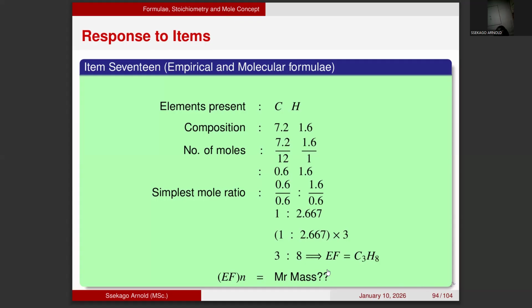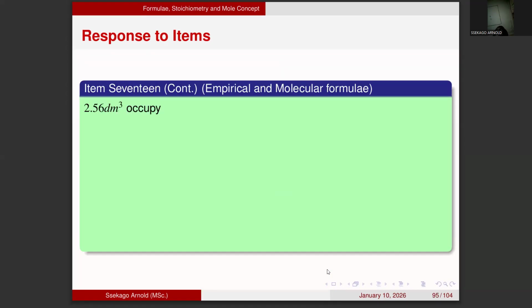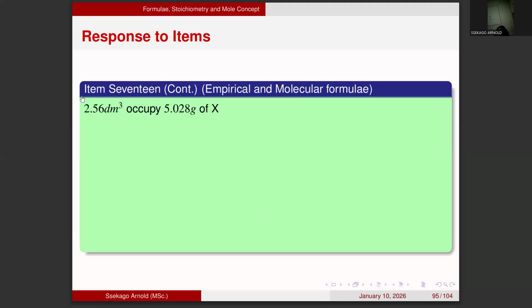find molecular mass. So that hint says that 2.56 decimeters cubed occupy 5.028 grams of X. This is what is given. So if 2.56 decimeters cubed occupy, so we want molecular mass. That's why mass is on the right-hand side. If this volume occupies that mass, what of 1 decimeter cubed? 1 decimeter cubed will occupy 5.028 over 2.56 grams.